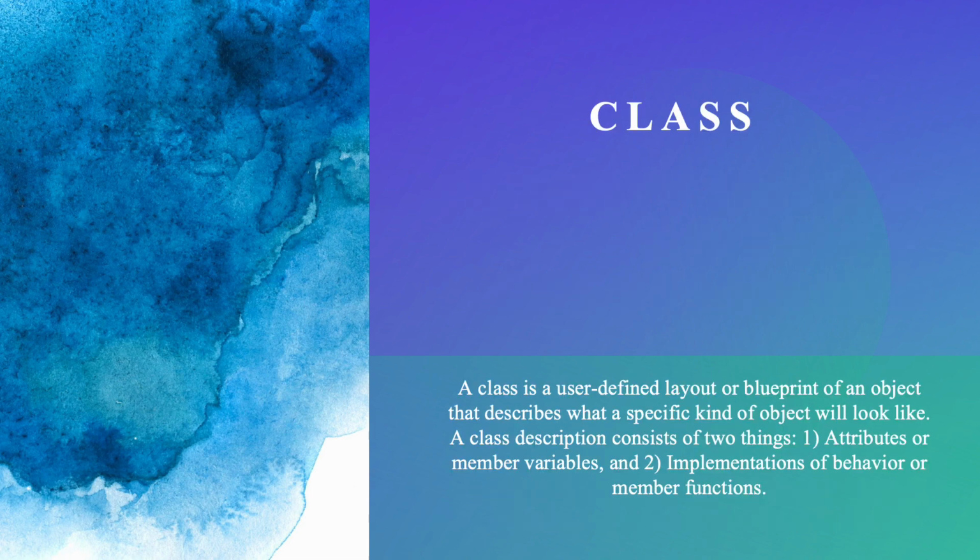And some of the definitions that come along with this is class. A class is a user-defined layout or blueprint of an object that describes what a specific kind of object will look like. A class description consists of two things: attributes or member variables, and implementation of behavior or member functions.